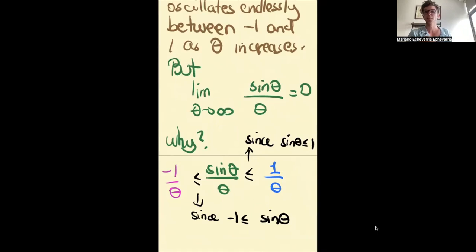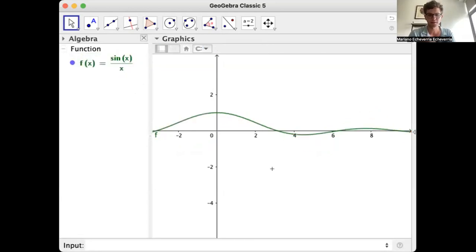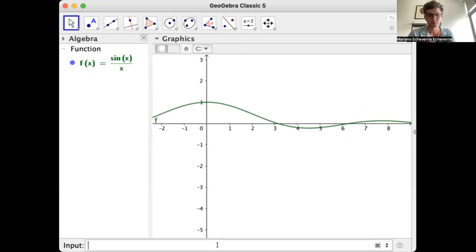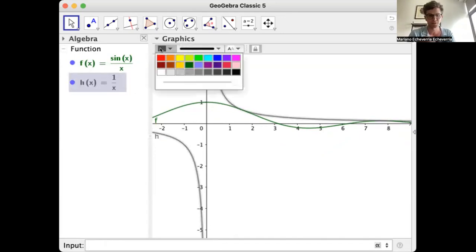Okay, so let me go back to GeoGebra to show you what's going on. Like I should change the colors. So here's sine of theta over theta, like the one we were studying. Then we also have this function, which is 1 over x or 1 over theta, which is in blue in the picture.